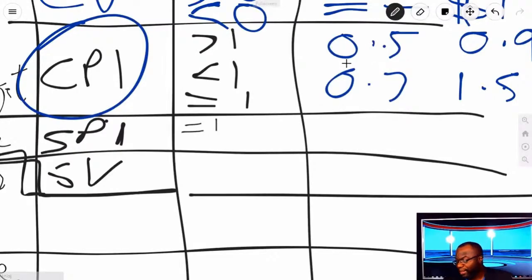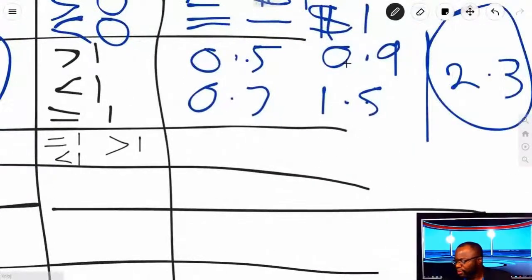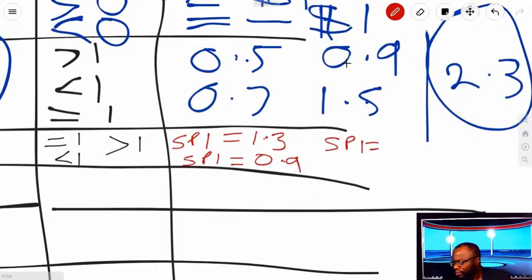If your schedule performance index is less than 1, that means you are behind schedule. And if your schedule performance index is greater than 1, that means you are ahead of schedule. So to give you some quick examples, what does it mean if someone says SPI equals 1.3 or SPI equals 0.9 or SPI equals 3?